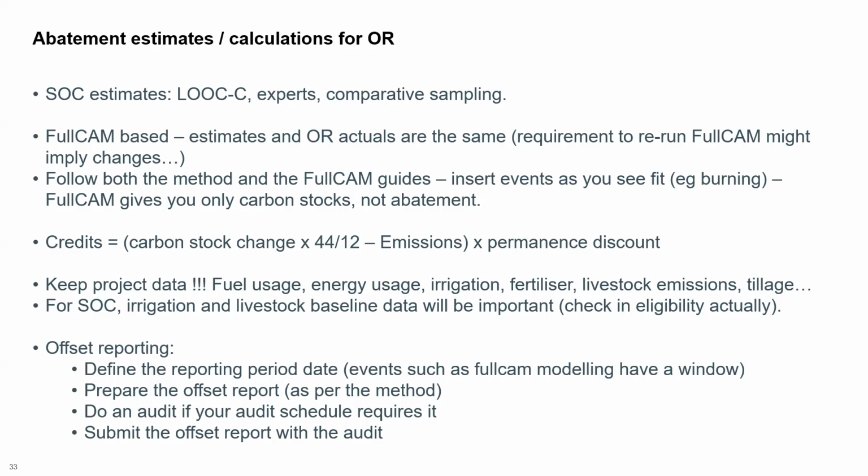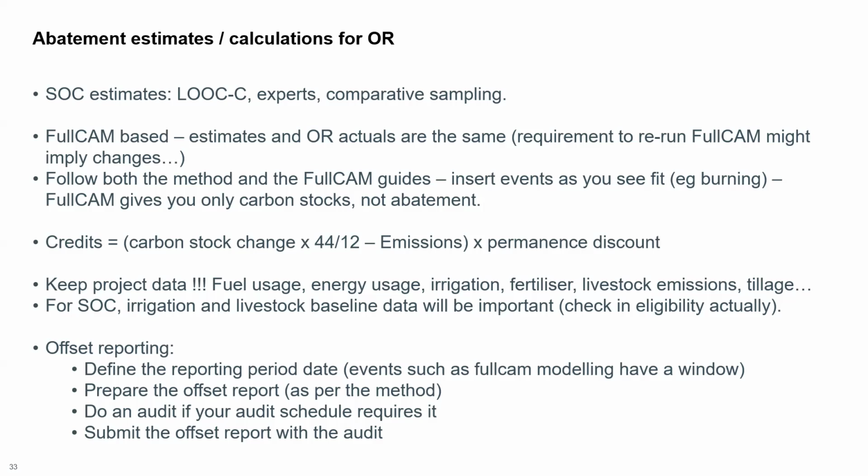For soil carbon as well, both the irrigation and the livestock baseline data, i.e. 5 years prior, will be important as well. There are provisions in the method for when you don't have that baseline data, but of course it penalizes you quite heavily. For example, the livestock baseline data, if you don't have the actual data, is based on the assumed carrying capacity of the land, right? Which is calculated using things like forage, for example, which massively underestimates your carrying capacity.